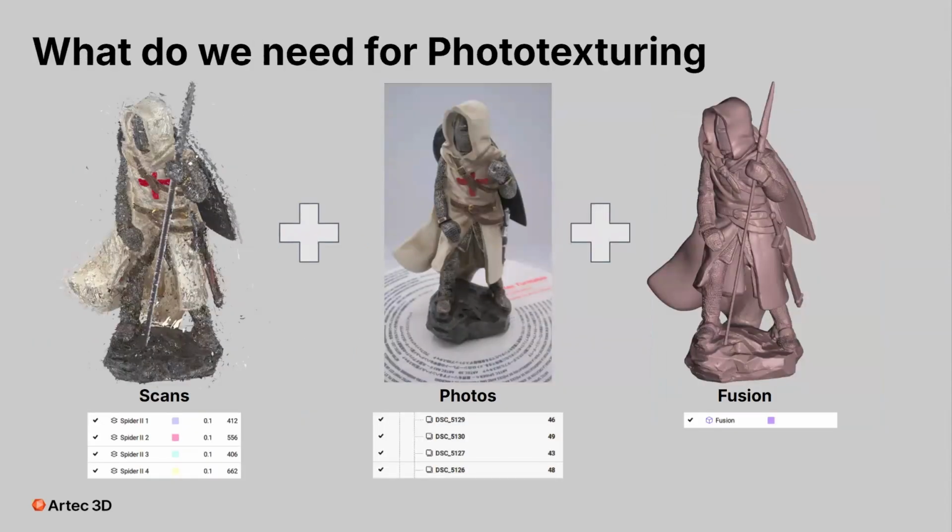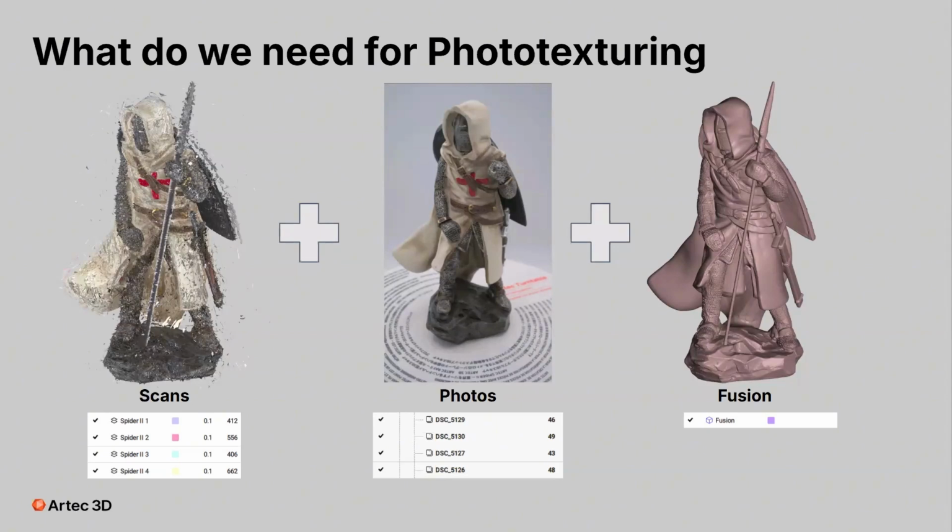So then the next step is to import those photos that you've taken with an external camera into Artec Studio, and you will see them in the workspace, as you can see right here. So first of all, we have scans. As you can see right here, we have 4 scans taken with the Spider 2. Then we have 4 photo sets, which relate to those scans and to those positions. And then finally, we would need a fusion in order to apply the photo registration and the photo texturing.